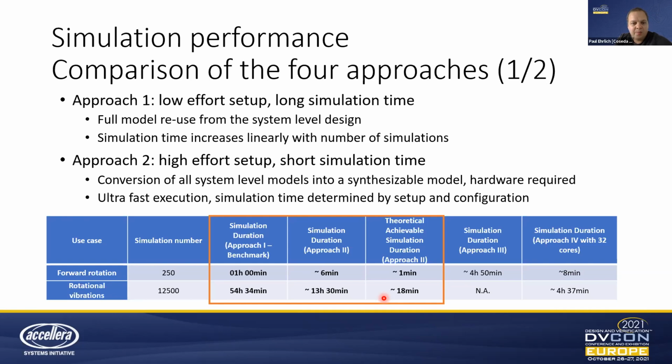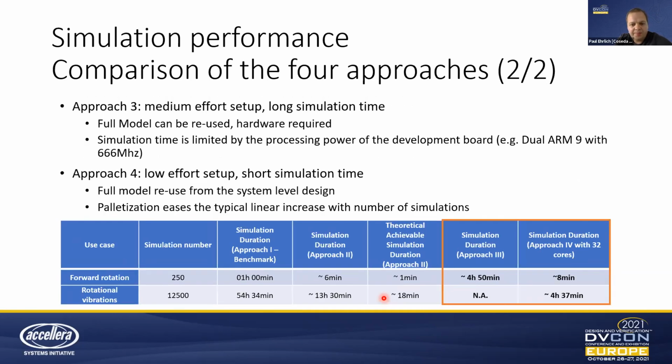So we come to approach number 3. It had the benefit that it did directly run, so we were able to reuse the SystemC as it is and compile it for the ARM platform. It coupled nicely to the synthesized bitstream and was able to run the test cases there. The problem is, as you see, we only did the forward rotation with 250 runs. It already took 4 hours and 50 minutes.